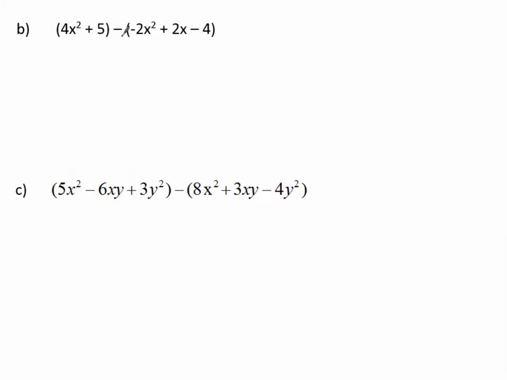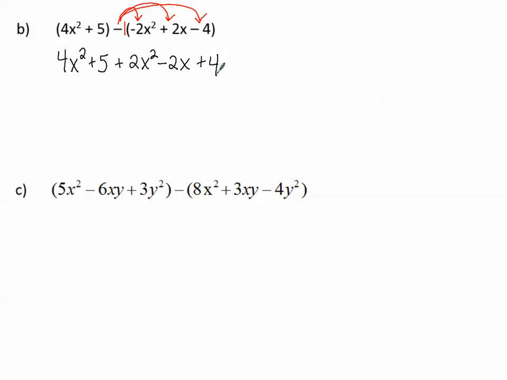Notice that I'm subtracting. So if we're subtracting, that's like saying negative 1 multiplied to this polynomial. First, let's change all the signs by distributing negative 1 to this trinomial. Let's see what we get when we do that. 4x squared plus 5 stays the same because there's nothing here multiplied but 1. Negative 1 times negative 2x squared is positive 2x squared. Negative 1 times positive 2x is negative 2x. Negative 1 times negative 4 is positive 4.